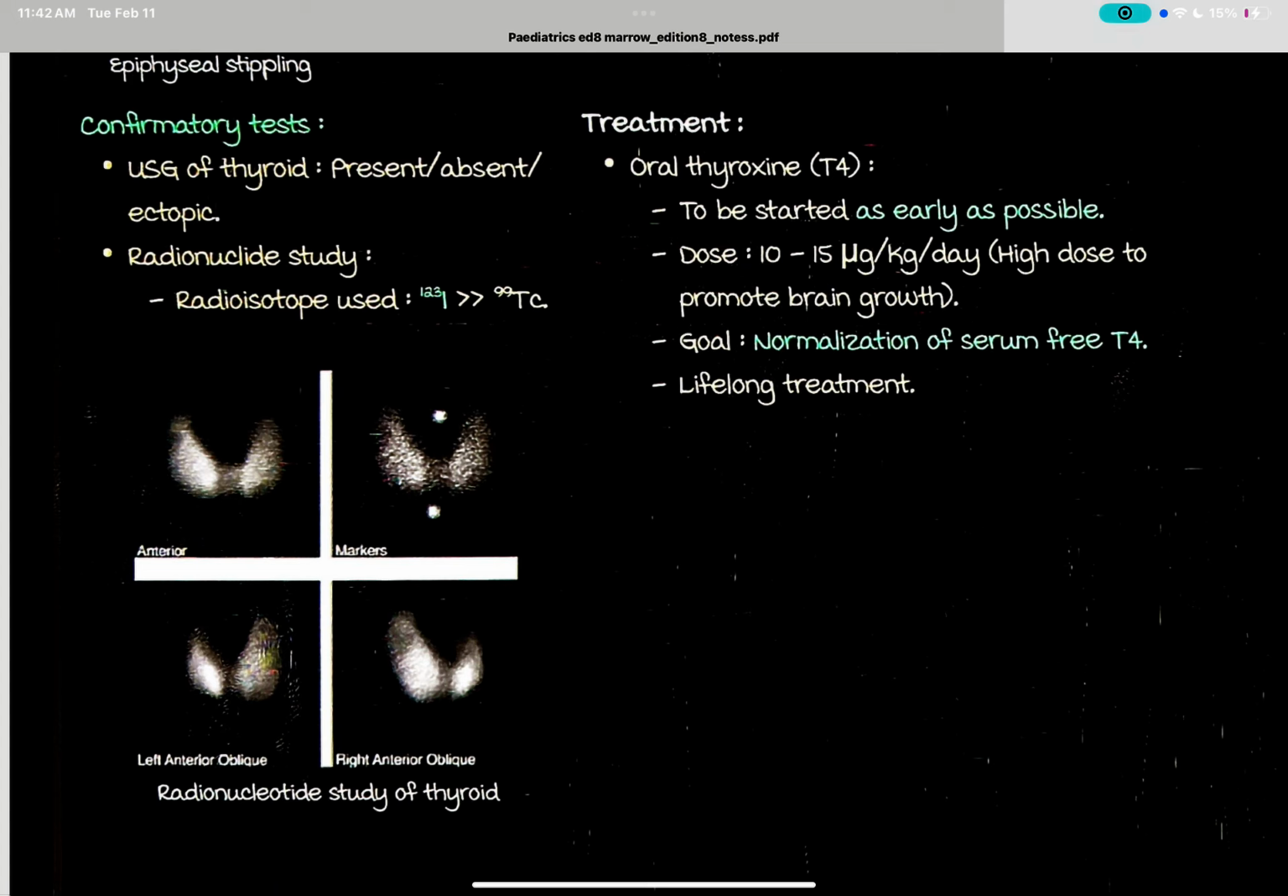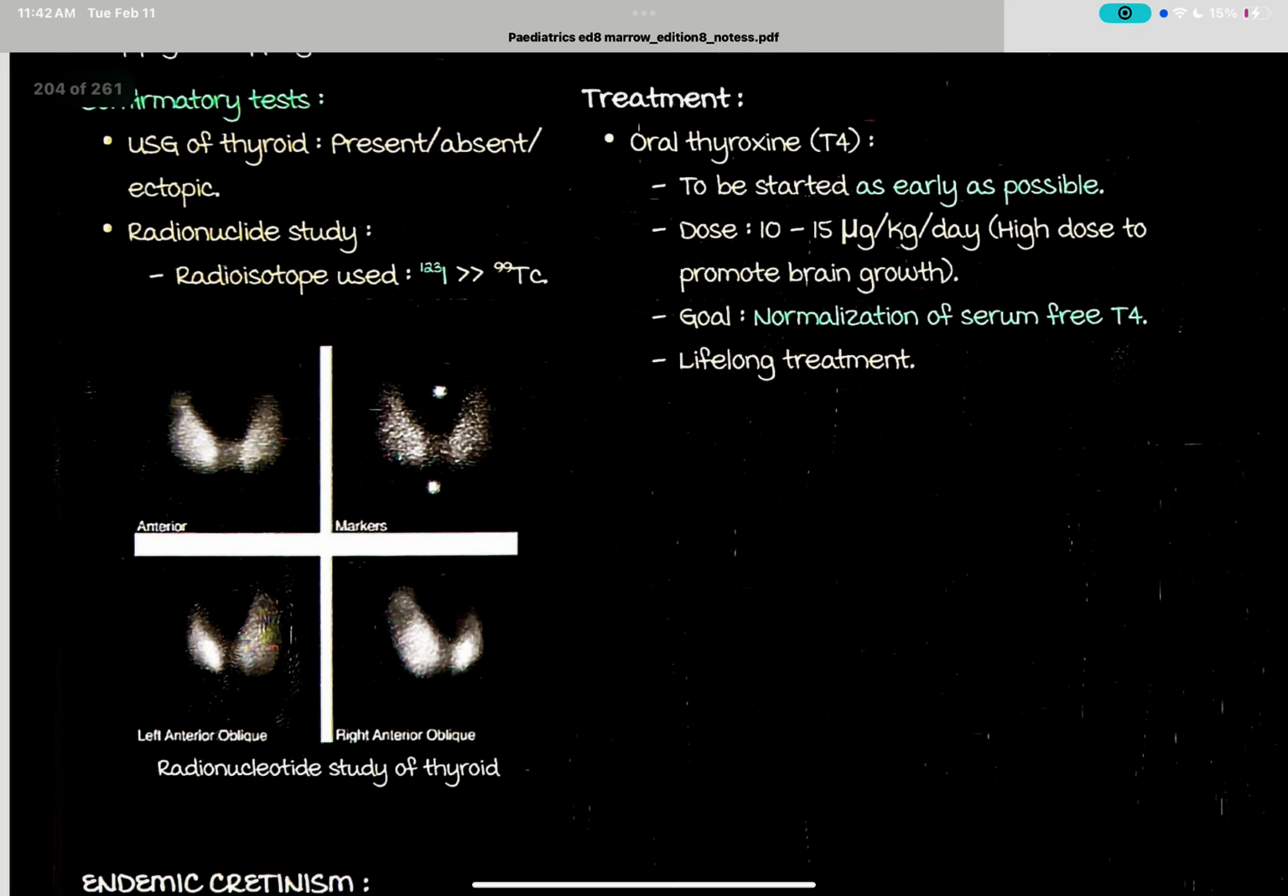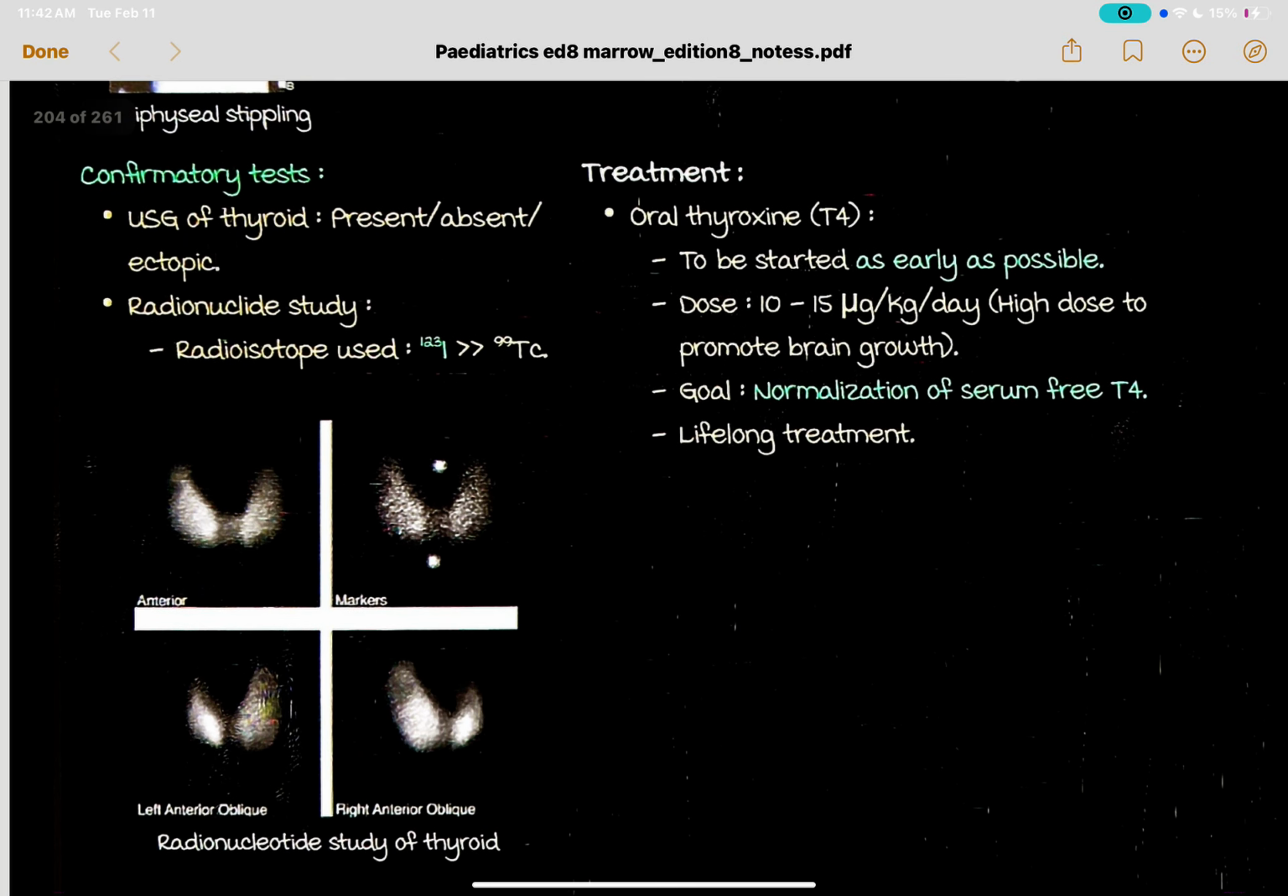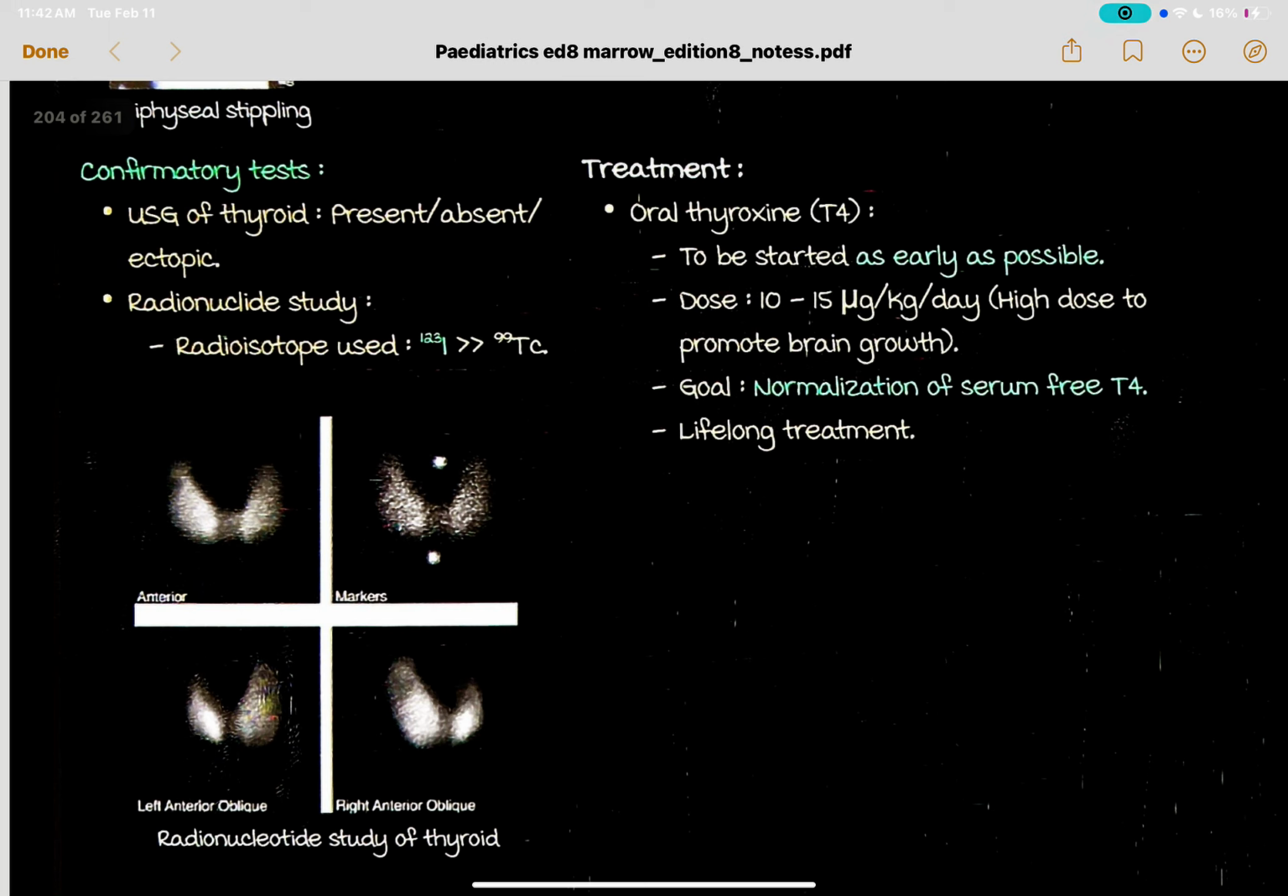Radionuclide study: isotope used is iodine 123 more than technetium 99. Radionuclide study of thyroid, anterior markers, left anterior oblique, right anterior oblique.